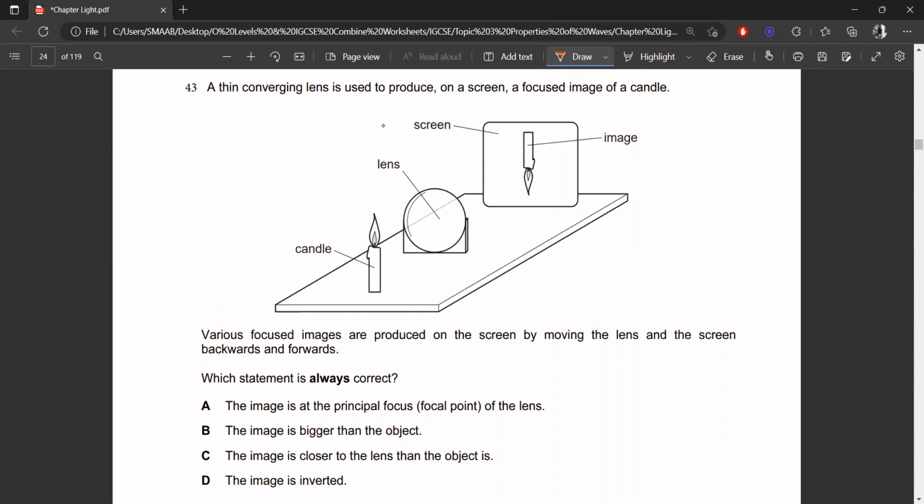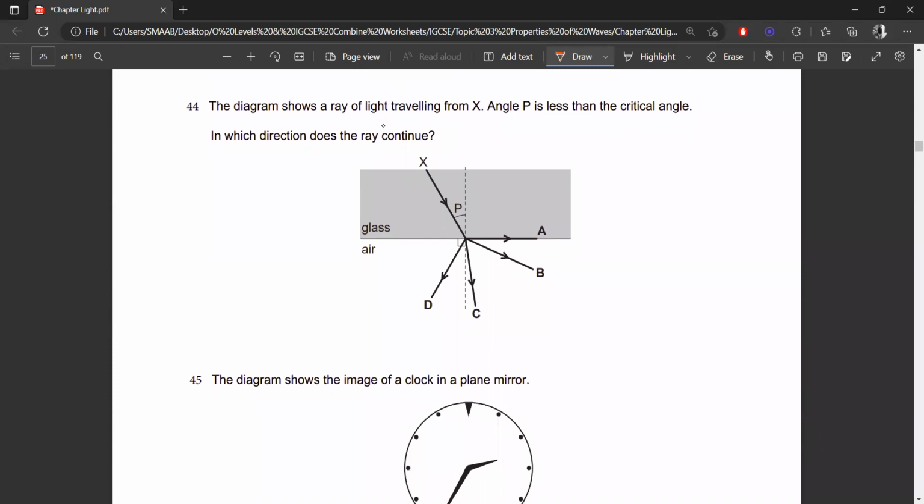Okay, 43. Which statement is always correct? We are working with convex lens. So which statement will always be correct? B? Image is bigger than the object. Oh, no, it's the D. Because when we are working with convex lens, the image will always be inverted.